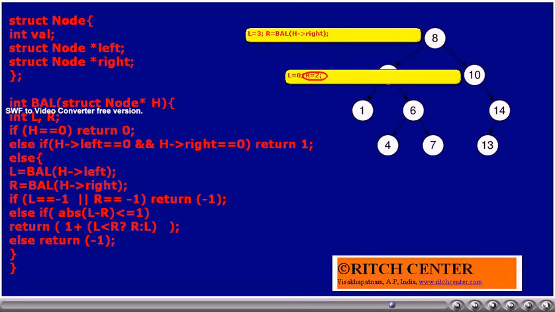By now we have traversed the right subtree of node 10. We understood that its height is 2. Already we have traversed the left subtree of node 10, and we understood that the left subtree height of node 10 is 0. Now the balance value is 0 minus 2, that is minus 2, indicating that the tree centered at 10 is not a balanced tree. Thus the function returns minus 1.